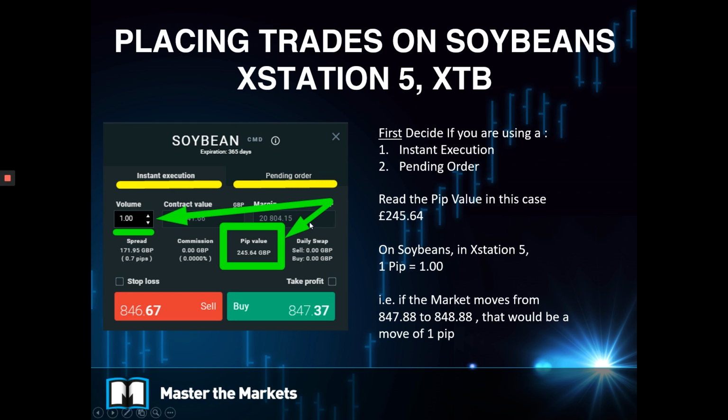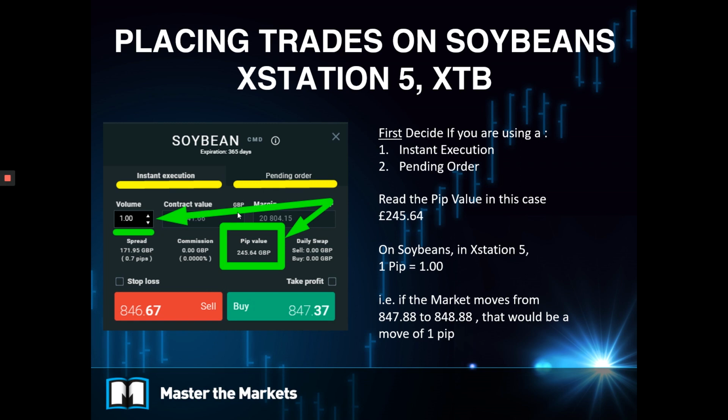In XStation, they're using the terminology pip, and I'm also using the terminology pip as well. Technically speaking, we don't trade pips on soybeans. We actually trade points. Soybeans moves in points, not pips, but I'm going to keep saying pips throughout because that's what XStation uses, and to not create confusion. But just know technically it's not a pip on soybeans, it's a point.